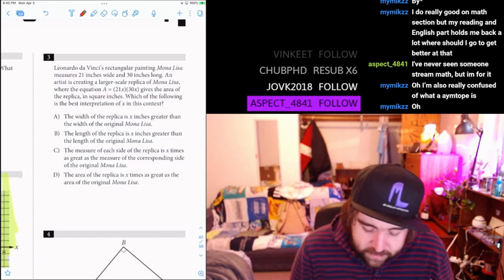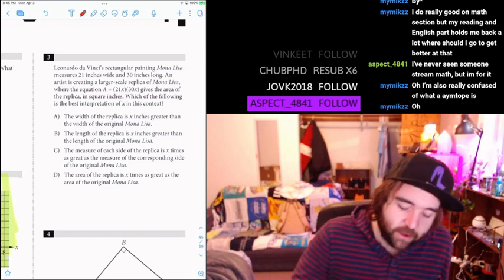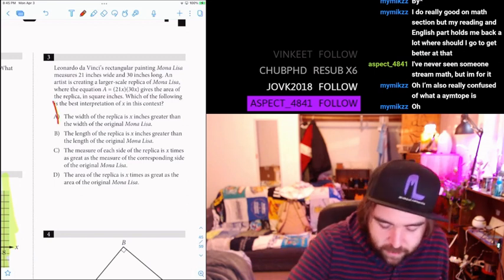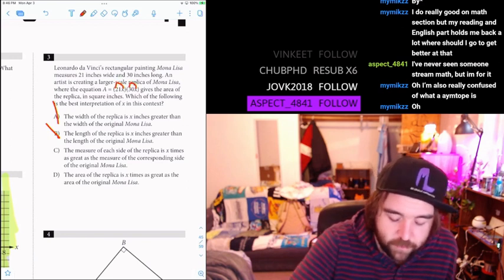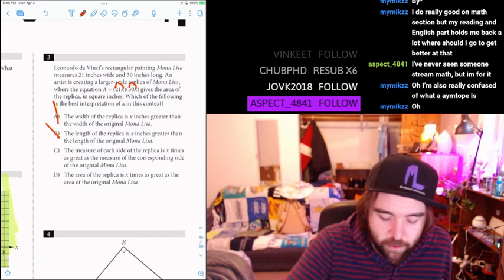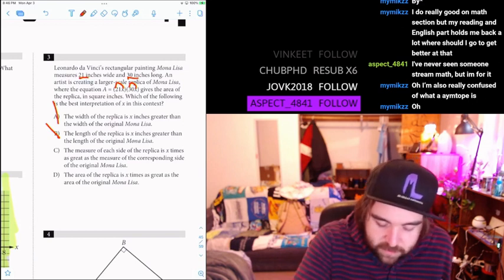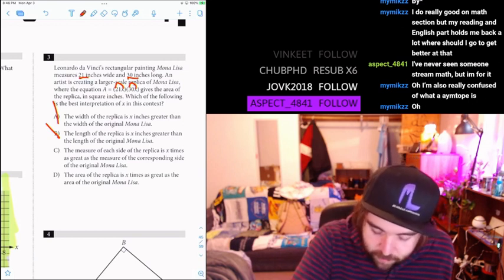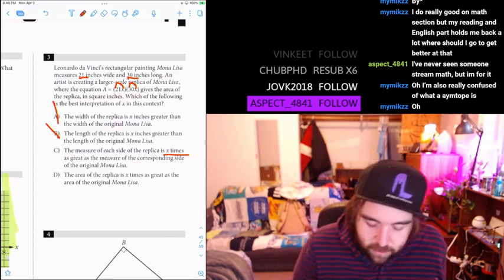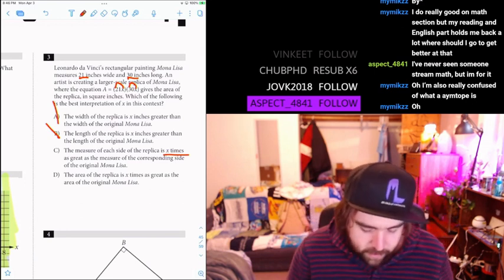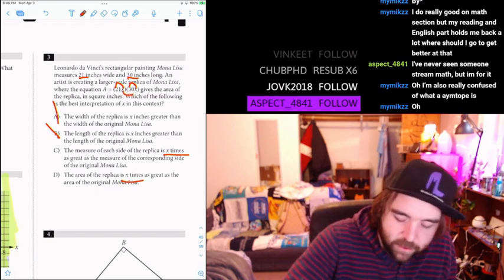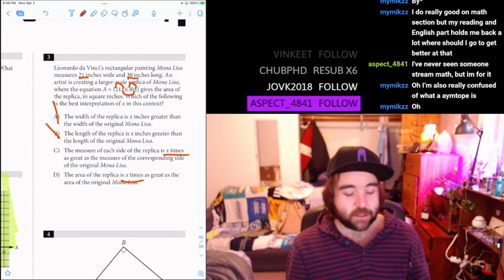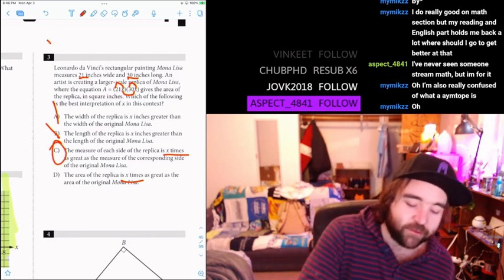The width of the replica is x inches greater. No, it's definitely not a subtraction or addition thing, and it's definitely not specifically with the width or the length, right? Because it's multiplied by both of them. You can see where the 21 and the 30 come from right here. So it's like a scale factor type of thing. The measure of each side of the replica is x times bigger. I like that. Yeah, I like that. The area is x times bigger. No, you can see that the area is not x times bigger because it's x times x. It's x squared bigger. So it's definitely just C.